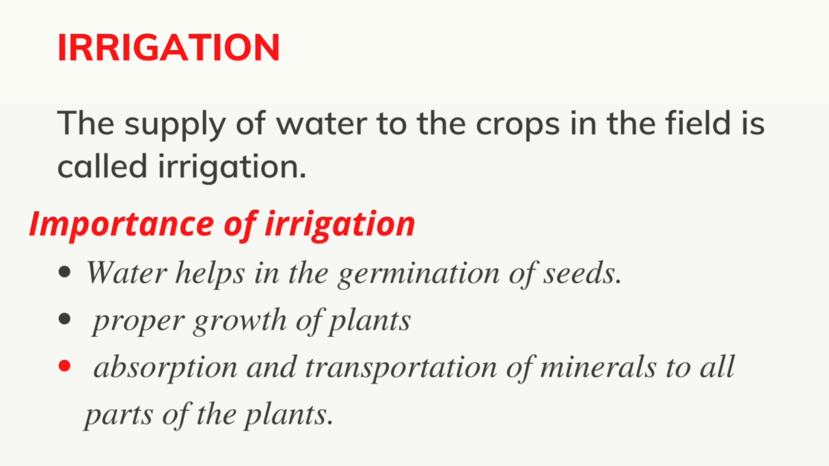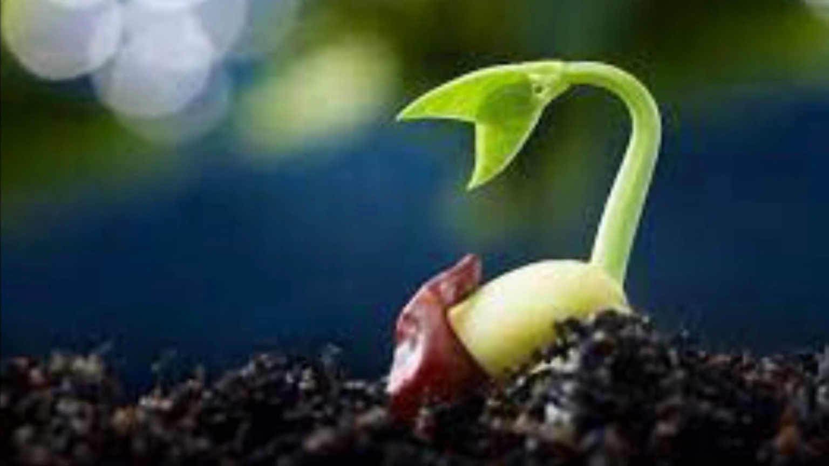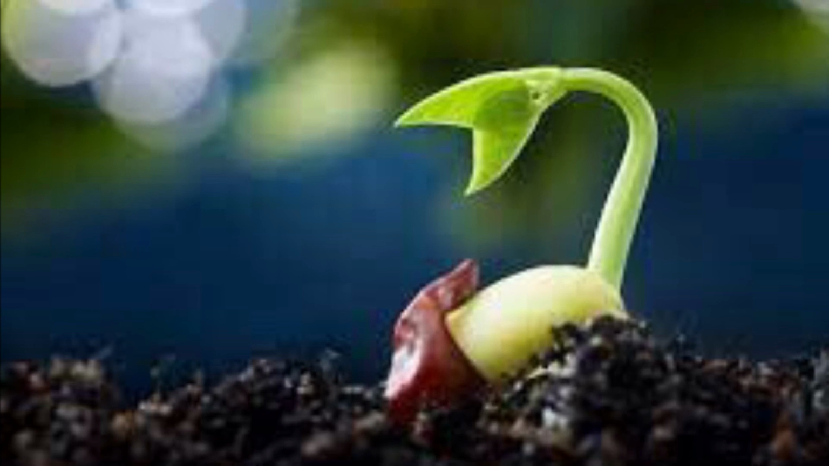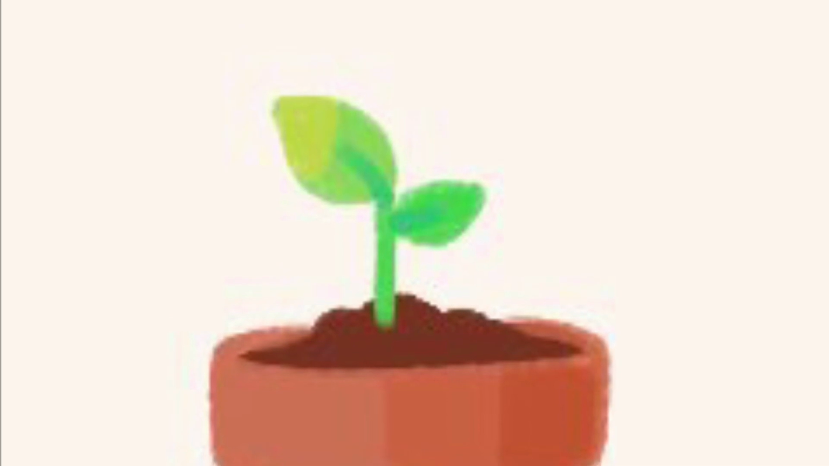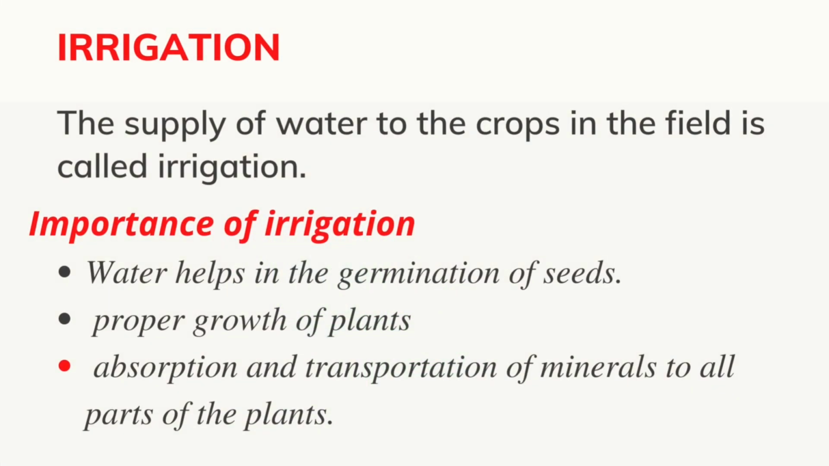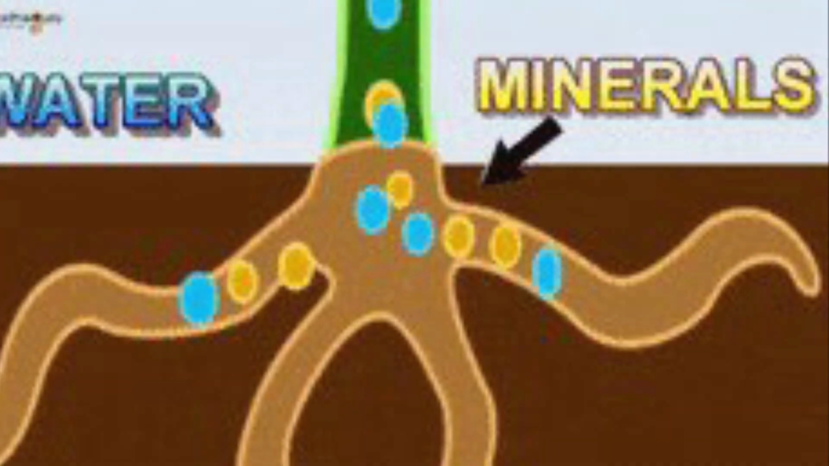Irrigation is very important. Let's see why. First, water is needed by all the seeds for their germination. When we supply water to the seeds, they absorb water, germinate, and give rise to seedlings. Second, it is important for the proper growth of plants. And third, water helps in absorption and transportation of minerals to all the parts of the plant.